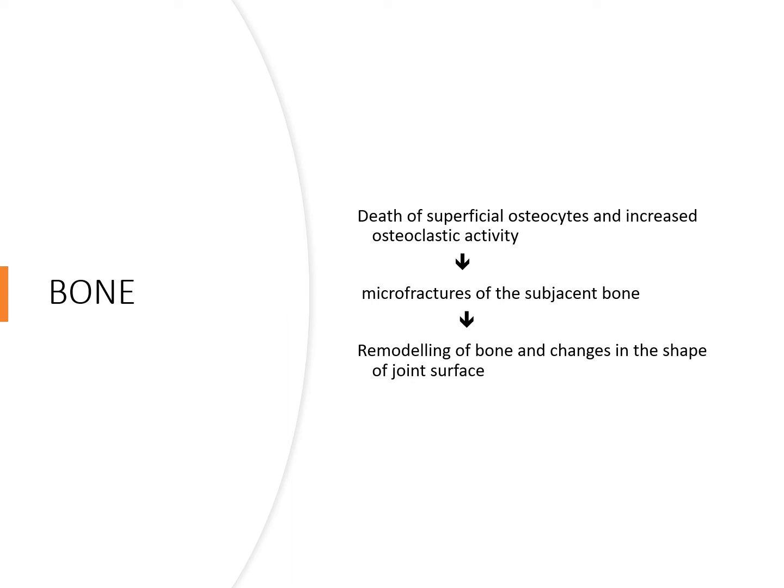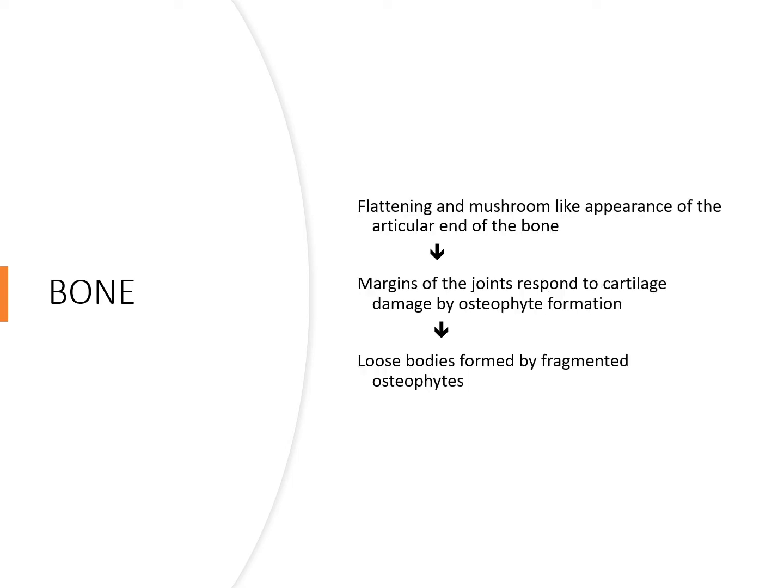Once there are microfractures, there will be a process known as remodeling. Remodeling comes in the stage of healing of bones. This remodeling will change the shape of the bone surface entirely. So how is the surface changed? There is flattening and a mushroom-like appearance of the articular end of the bone. The surface is rough, the surface is damaged, there is a mushroom-like figure.